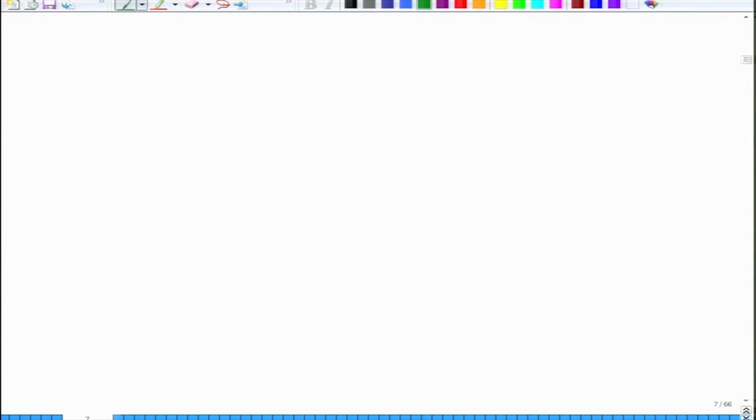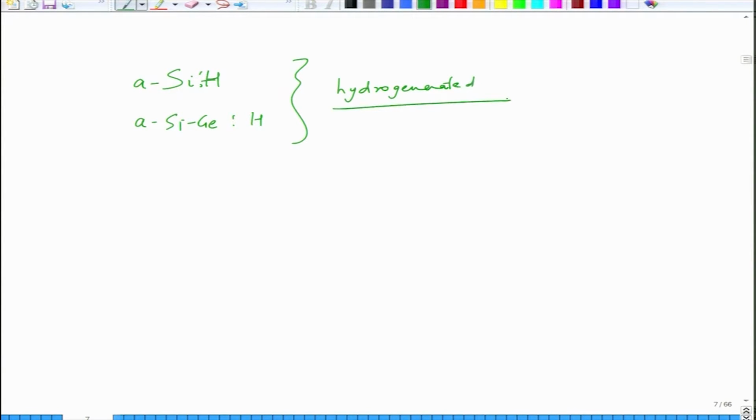Amorphous silicon is always denoted by the letter H in front, and similarly amorphous silicon germanium will have a letter H in front, and this basically means that it's hydrogenated. Okay. So it has been exposed to hydrogen, and we will look at the reasons of why this is done. This is basically done to reduce the dangling bond density in the solar cells.